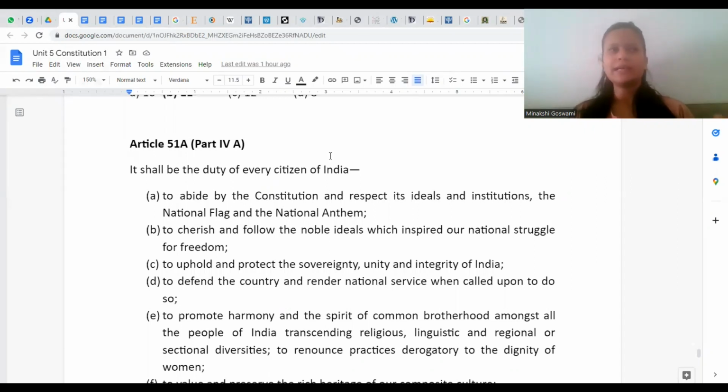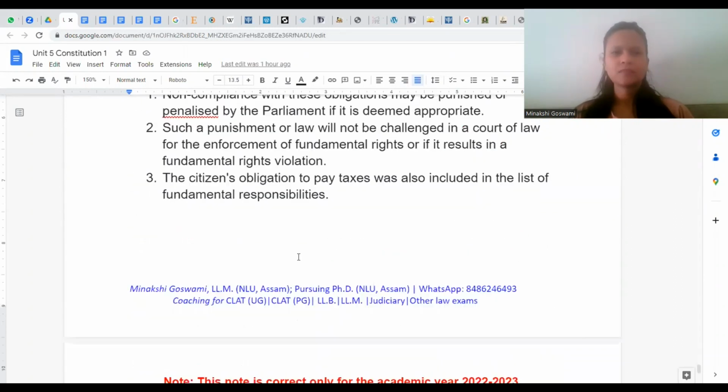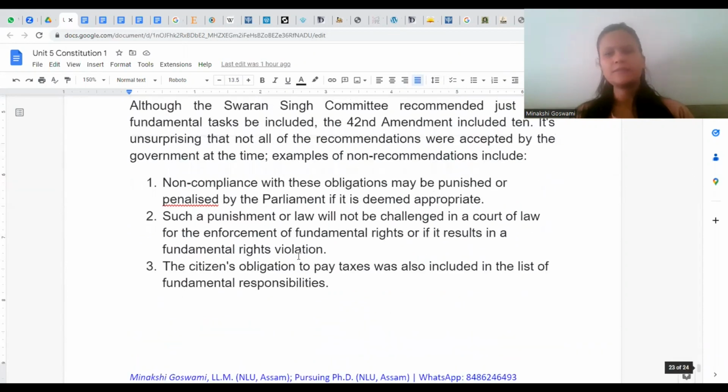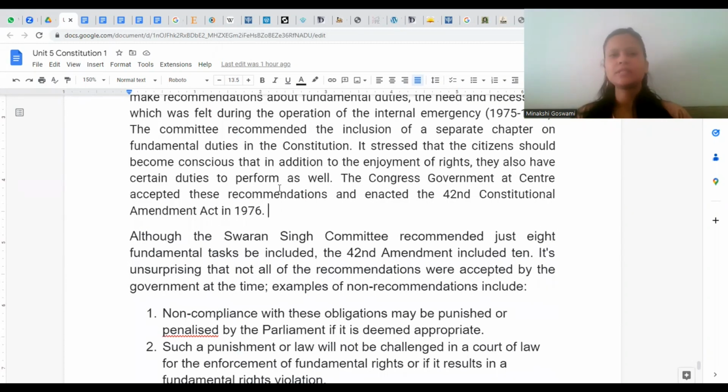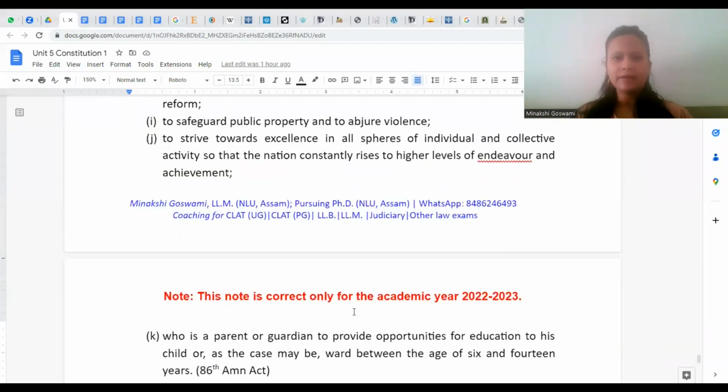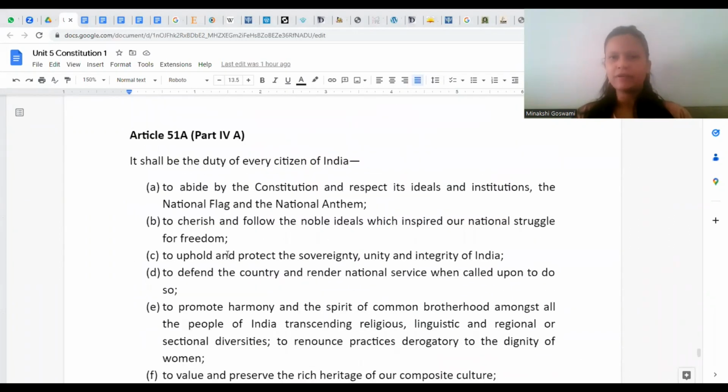But later on, it was realized that it's not that people will only be claiming their rights, but citizens also have some duties. So this part was added in the Constitution, and some fundamental duties were assigned to people. It was added by way of the 42nd Amendment Act. The entire part itself was added by way of an amendment.